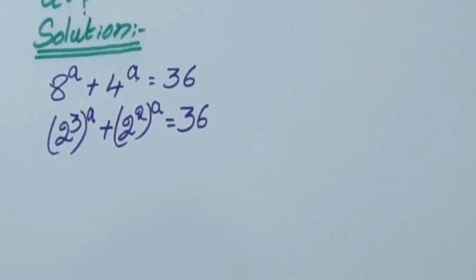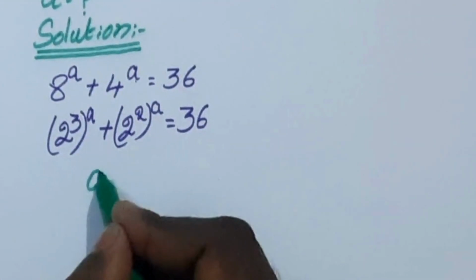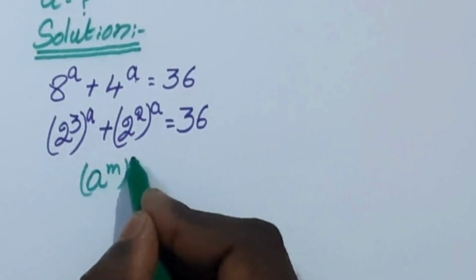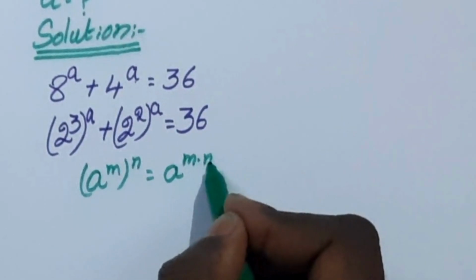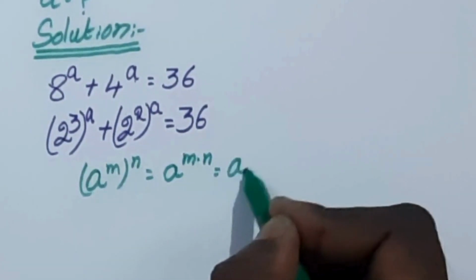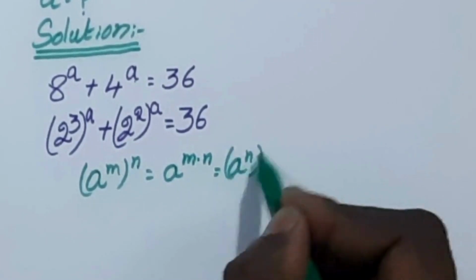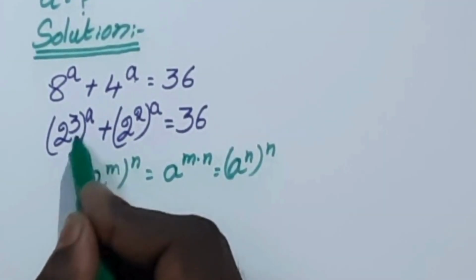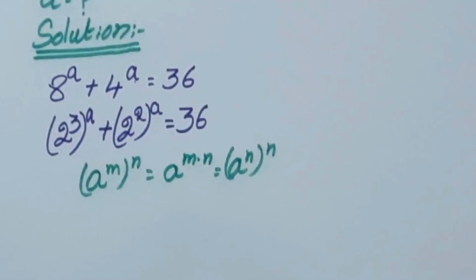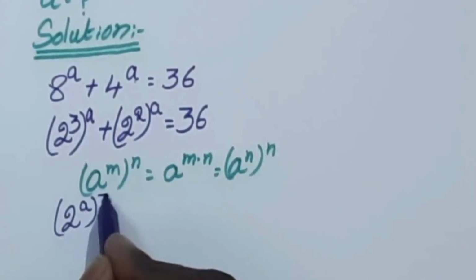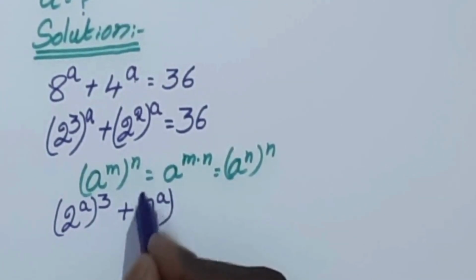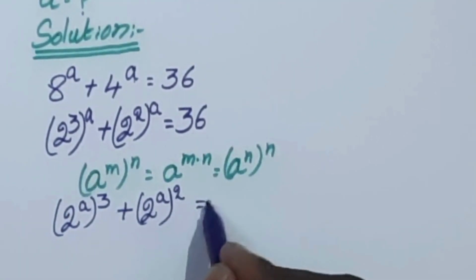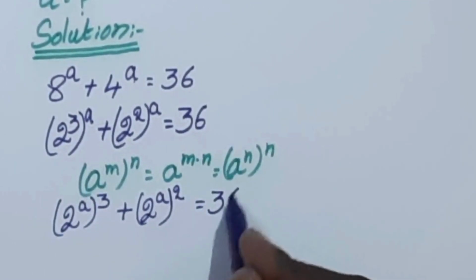Now we are going to apply this formula: (a^m)^n = a^(m×n) = (a^n)^m. We are going to interchange this power, so (2^a)^3 + (2^a)^2 = 36.